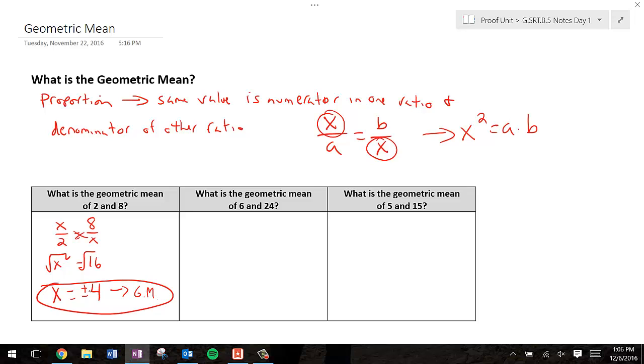I'm going to now pause the video and let you try finding the geometric mean of 6 and 24, and we will come back with answers in a moment.